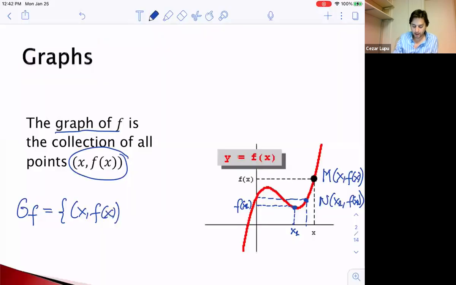right? x, f of x, and x, let's say, is a real number.